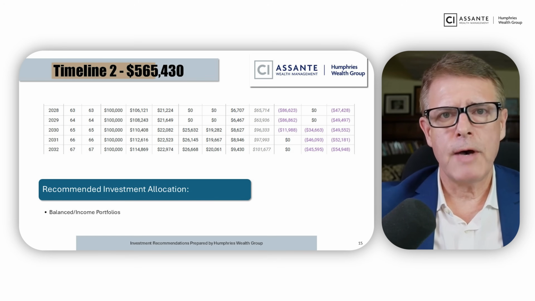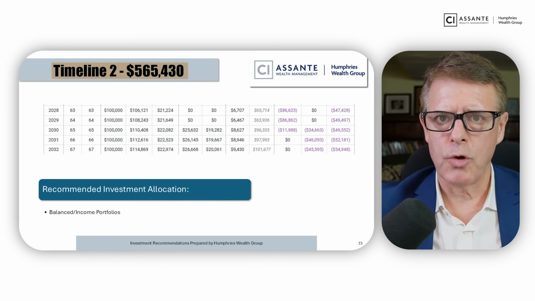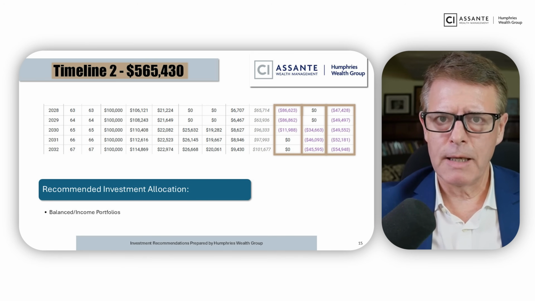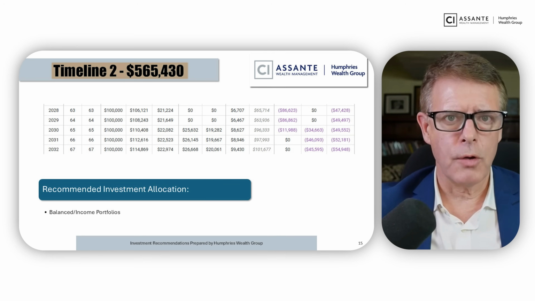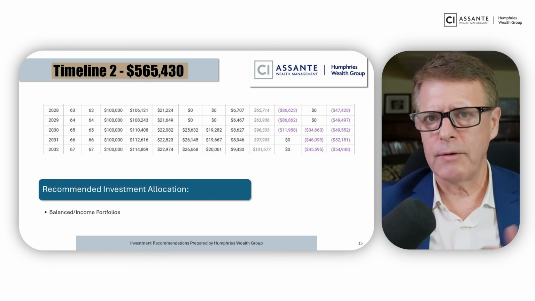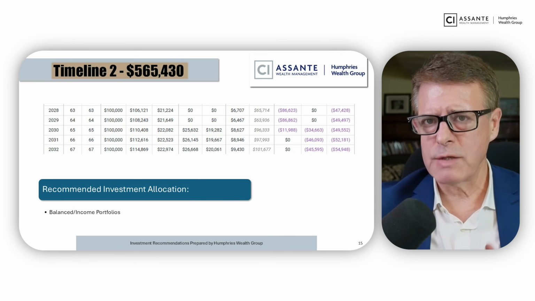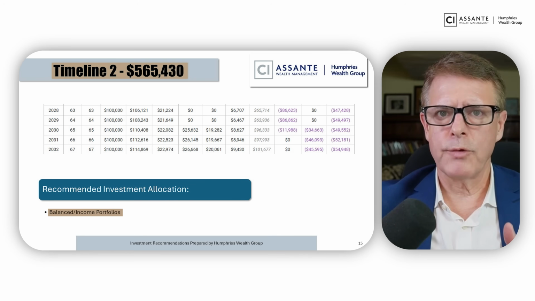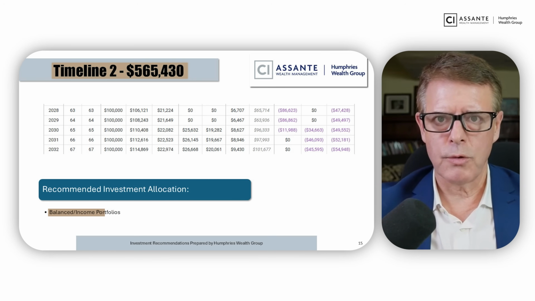Timeline 2 is $565,430. Again, you can see the allocation from non-registered, allocation from their RRIF accounts, and then you're beginning to see some allocation from the TFSA account. Total allocation, like I said, $565,000. And we're looking at balanced investment mandates. Again, this presentation won't go into specific investment recommendations for that, but it's a balanced portfolio designed to drive returns in that 5, 6, maybe 7% compound return range.